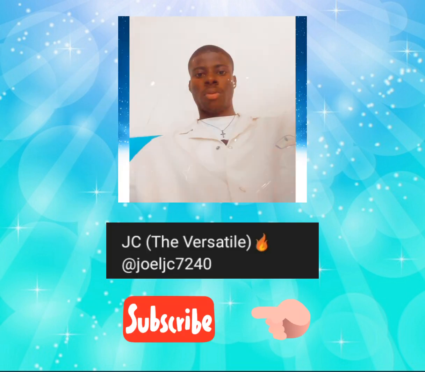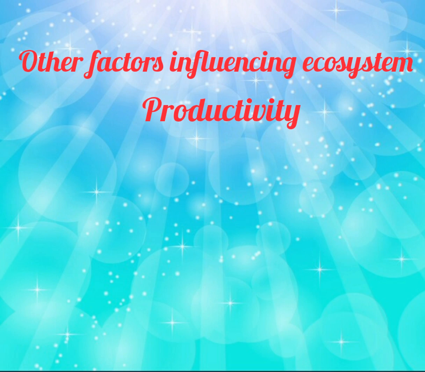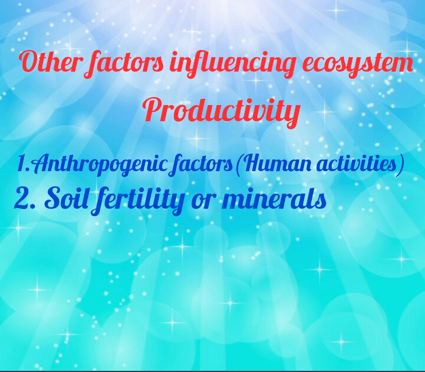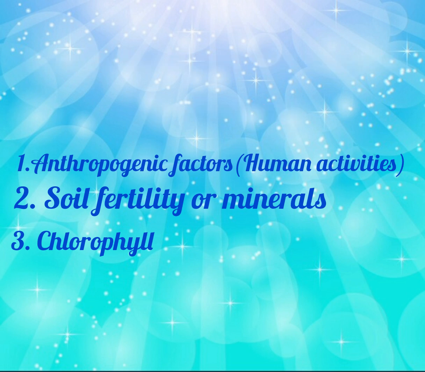Now, the second part of this question does not end there. Despite the climatic factors influencing ecosystem productivity, there are other factors that will also influence ecosystem productivity. These other factors are anthropogenic factors, which are human factors, soil fertility or minerals, and chlorophyll. You bring out these other factors in paragraph form and you also explain them.